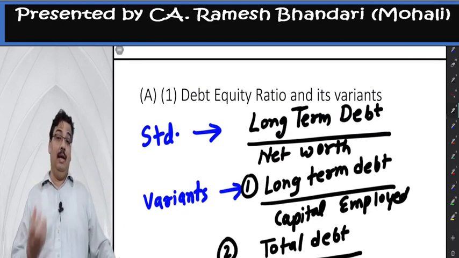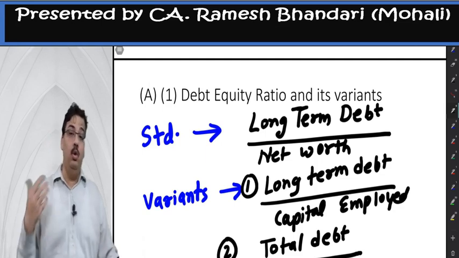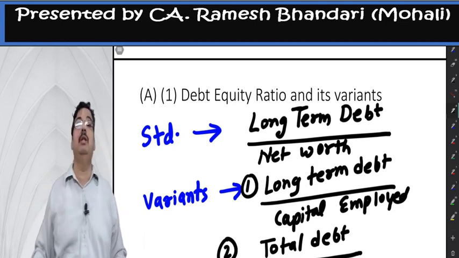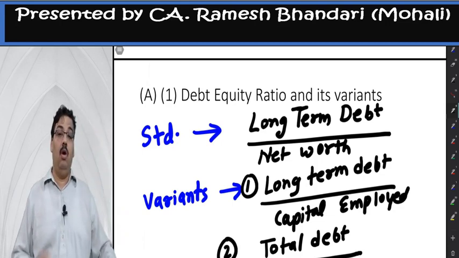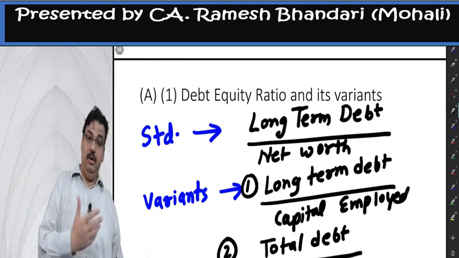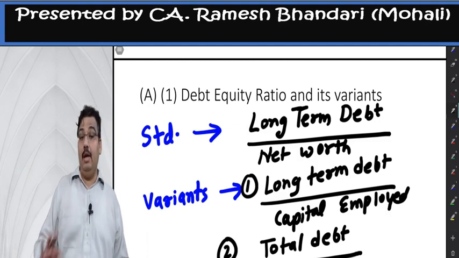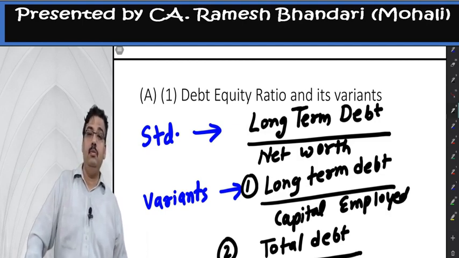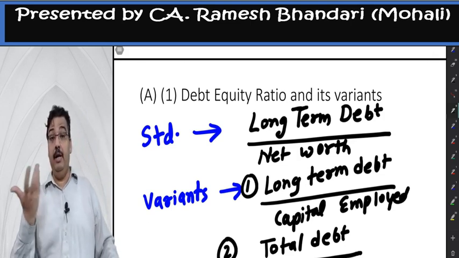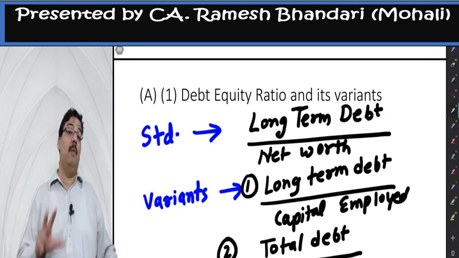You are trying to get a ratio of funds of the owners and funds of the outsiders. You are making a comparison between the same. Long term debt is outsiders. Shareholder funds, net worth is owners of the company. You are getting a ratio of this. If this ratio is huge, if this ratio is big, it means huge leverage for the company.